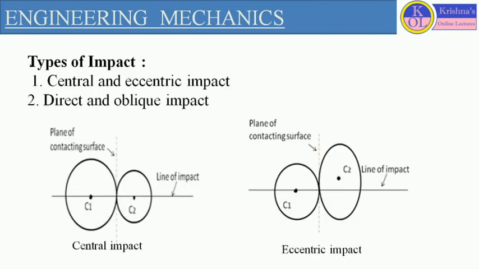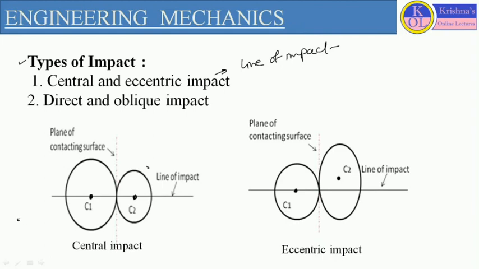Now let's see the different types of impact. First is central and eccentric impact, and these types of impact depend on the position of the line of impact. Another type of impact is direct impact and oblique impact. One by one I am going to discuss these types of impact. So let's start with the central impact.